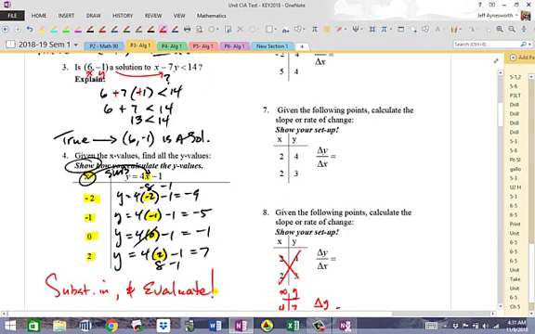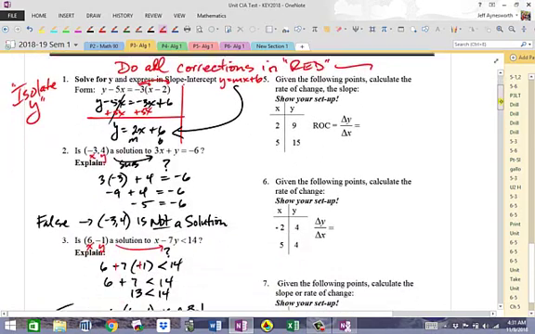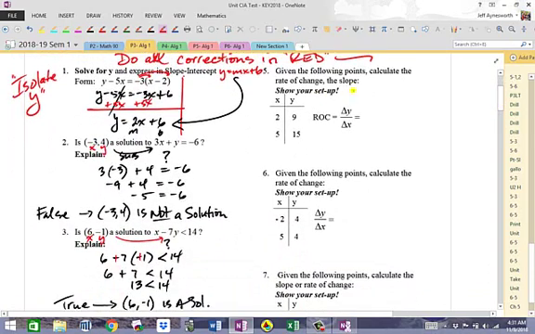All right, that's all you do. Okay, now number 5, find the slope or the rate of change. Now slope and rate of change are the same. So you need to figure out the changes first.